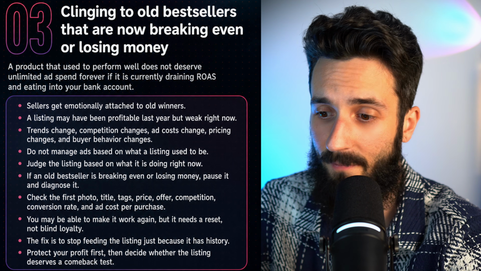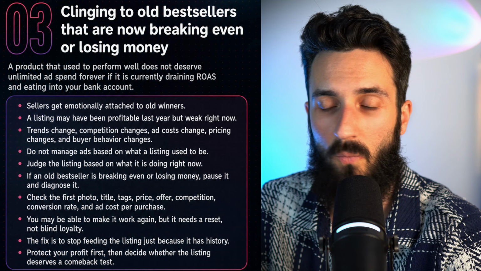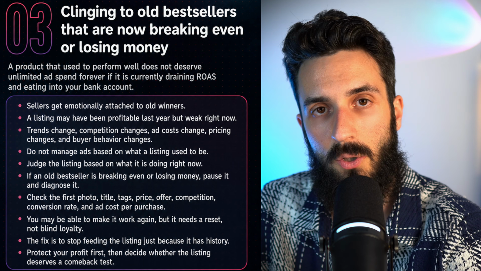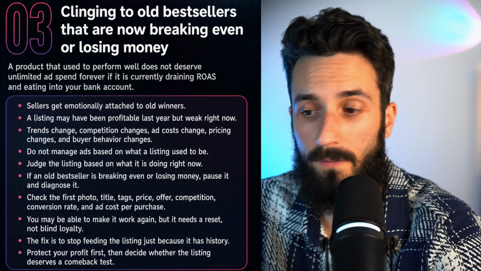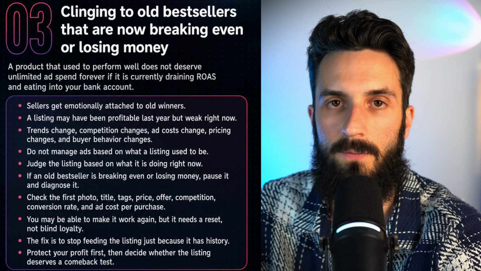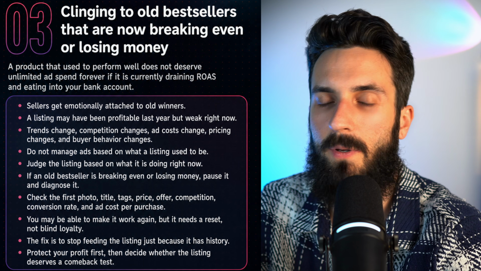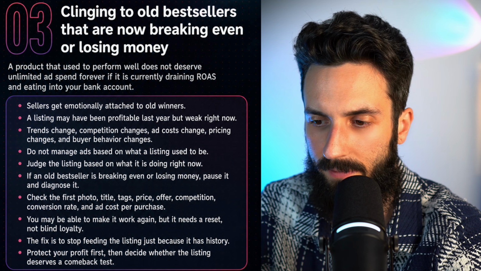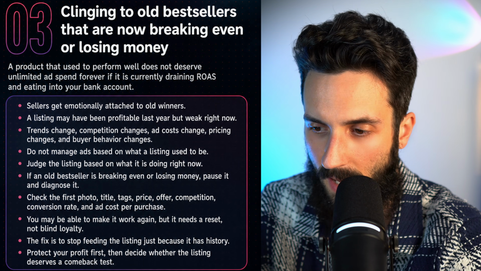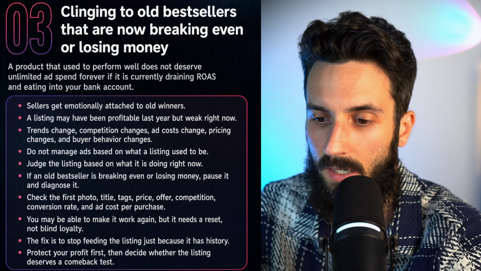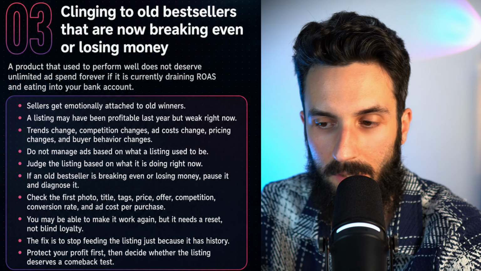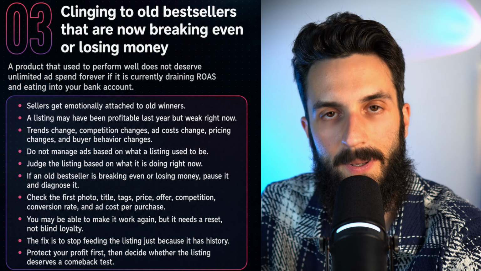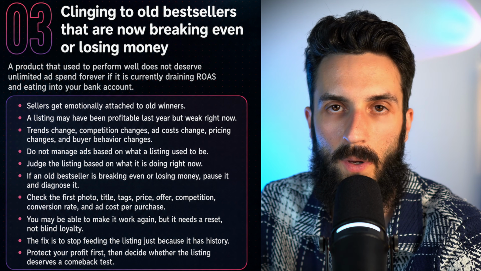A listing may have been profitable last year, but weak right now. You don't want to keep it. You can check the all year statistics for it. And if it's profitable for the all year, you can keep it going for a little bit. But if you want to be really aggressive, check last 30 days. And if it's not profitable in the last 30 days, I cut it. I always cut it. Unless it's wildly profitable for the whole year and it's just having a bad week or two, that's one thing. So keep an eye on that, but don't cling to it forever.